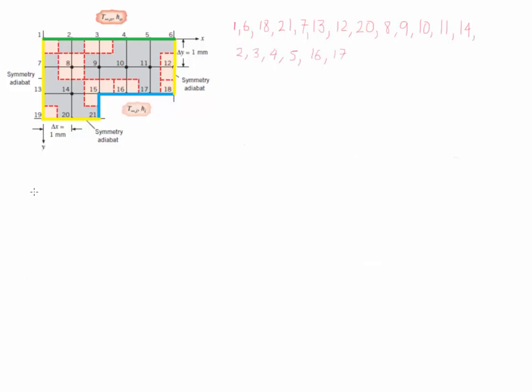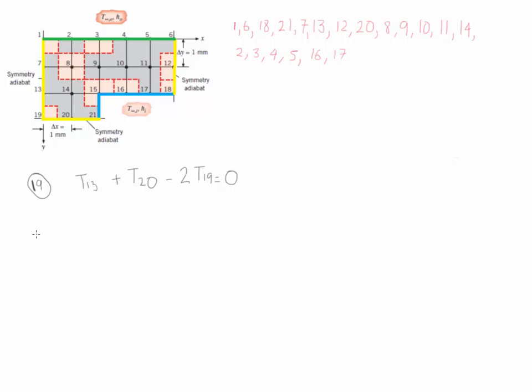The next node we will evaluate is number 19, which is a corner that is adiabatic. The surrounding nodes are going to be 13 and 20. Therefore, the equation looks like T13 plus T20 minus 2 times T19 is equal to 0.